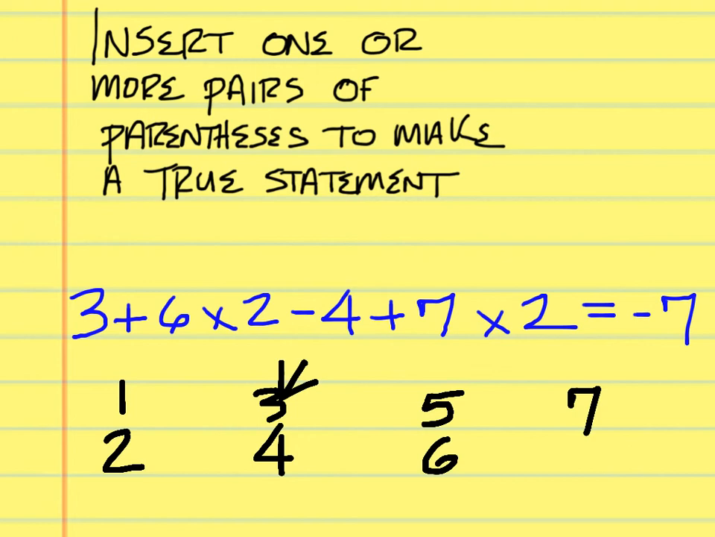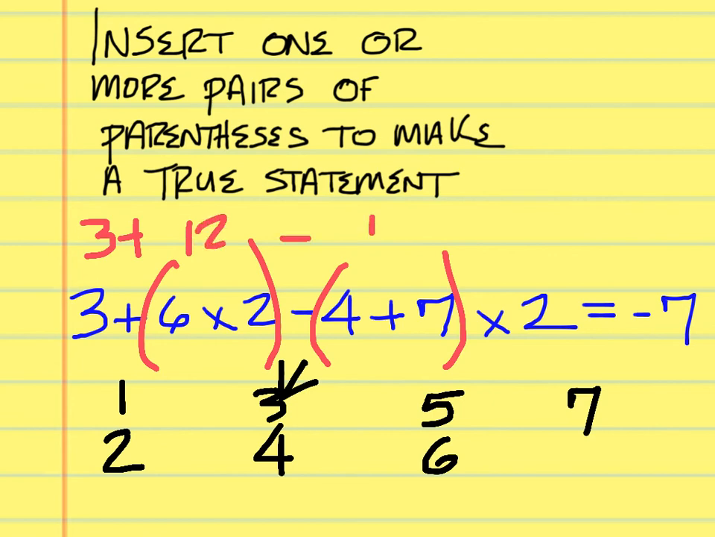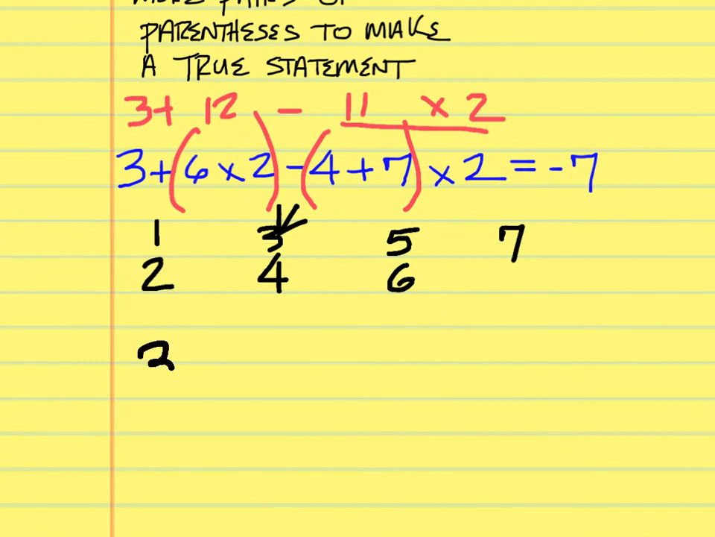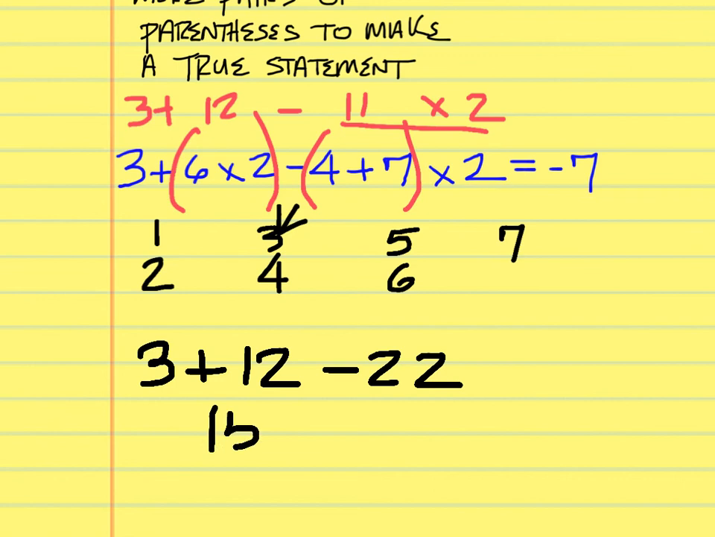But in this case, I can tell you that if you put parentheses around this and around this, then it should work out. It would give you 3 plus 12 minus 11 times 2. But follow the order of operations. That would have to be a 22 first. So you would have 3 plus 12 minus 22. 15 minus 22 is negative 7.